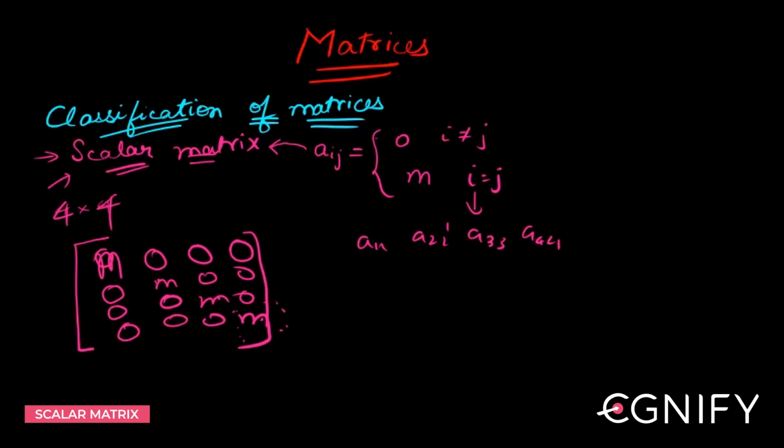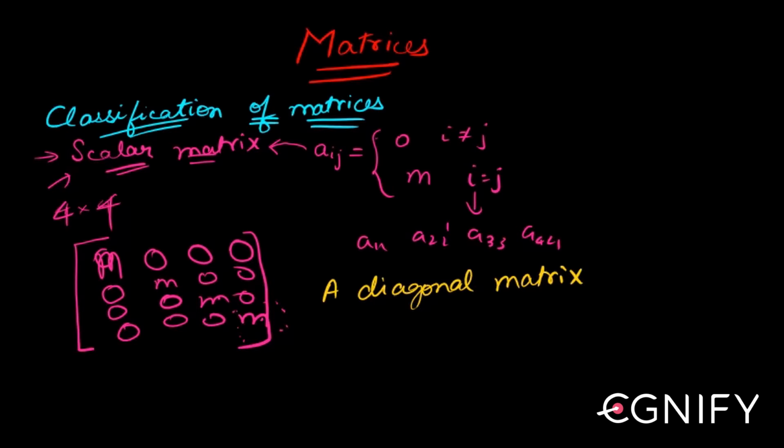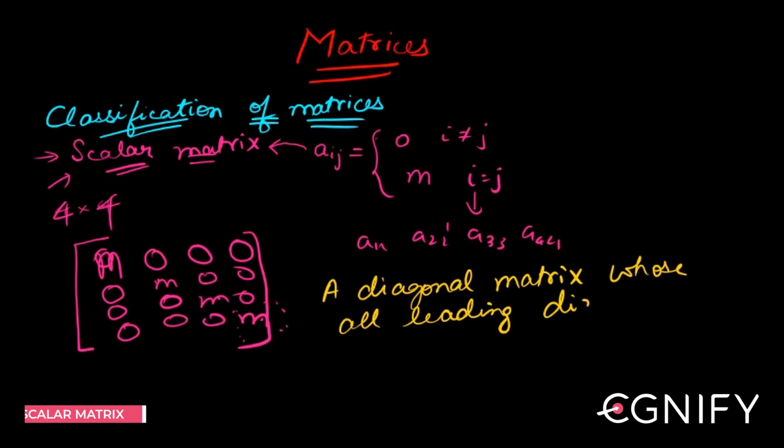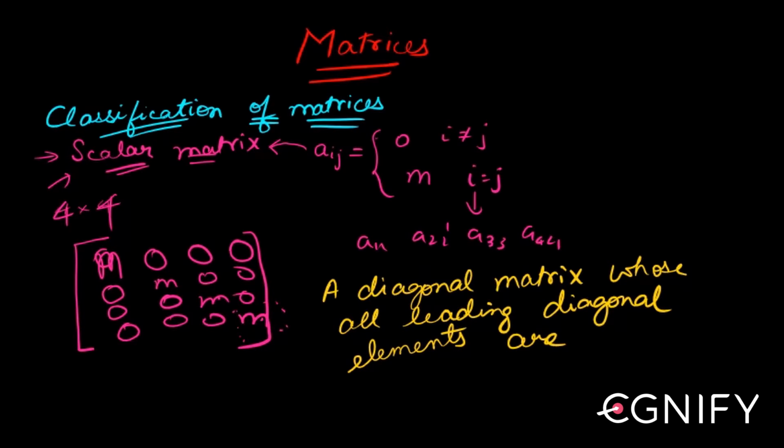I can say that a diagonal matrix whose all leading diagonal elements are equal is called a scalar matrix. So I can obviously define it in this form.